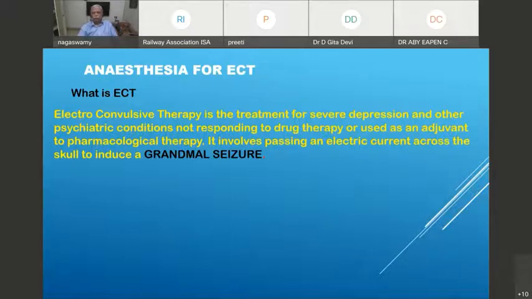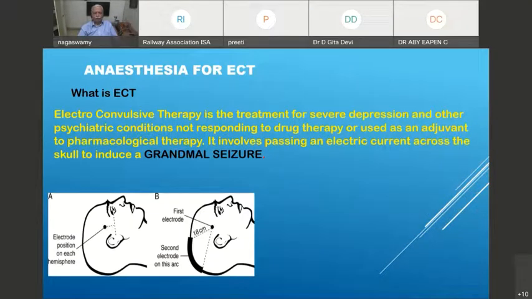You are purposely inducing an epilepsy-like feature in a patient as a treatment. Supposing the patient already knows he is epileptic and he has a psychiatric problem also, can he undergo ECT therapy? Definitely he can, no problem. So there is no contraindication for giving ECT in an epileptic patient.